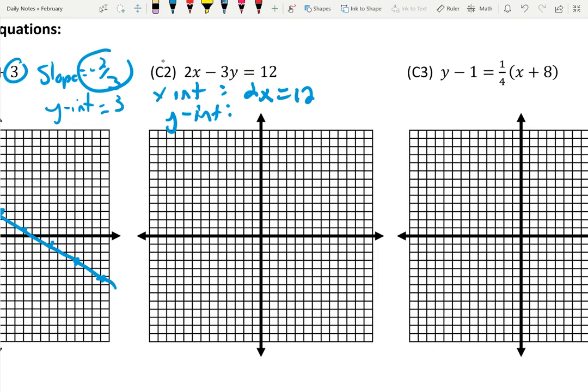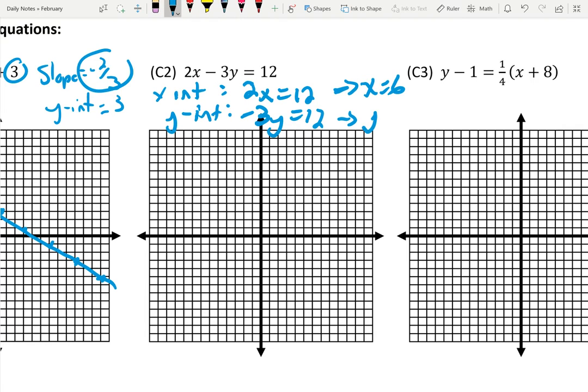And if you want to find the y-intercept, then eliminate the x term and solve the y equation: negative 3y equals 12. So one is 2x equal to 12, and the other is negative 3y equal to 12. When you solve this one here, when you divide by 2, x is going to equal 6. And this other one, when you divide by negative 3, y is going to equal negative 4.